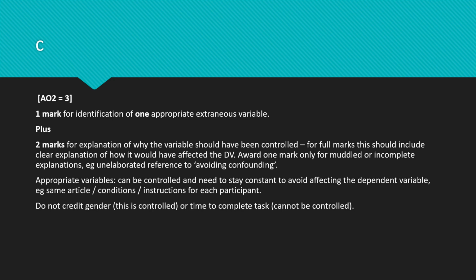But you need to explain how that would impact the dependent variable. So if you've gone for same article, for example, say that this should be controlled as if the article difficulty is different for each individual, then they may make more verbal errors, not due to the amount of listeners they believe they have, but due to the difficulty of the passage. So making sure you've described how it might influence the study if you haven't controlled for it. So that's C.